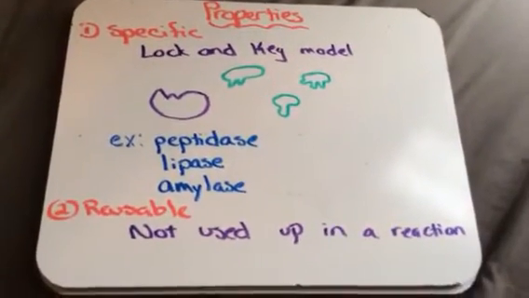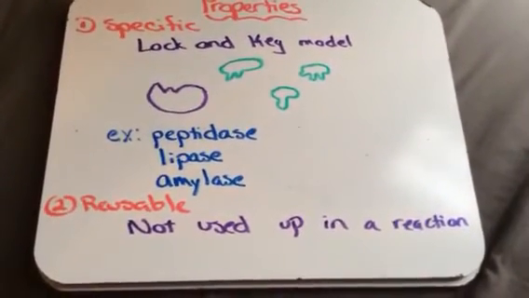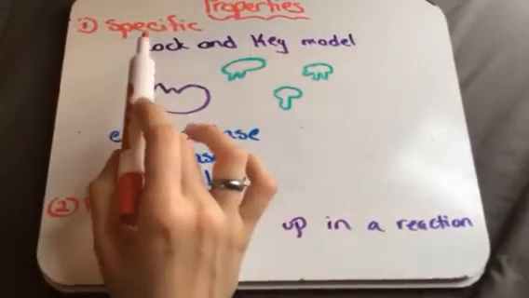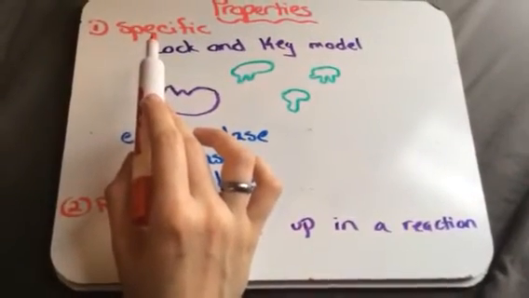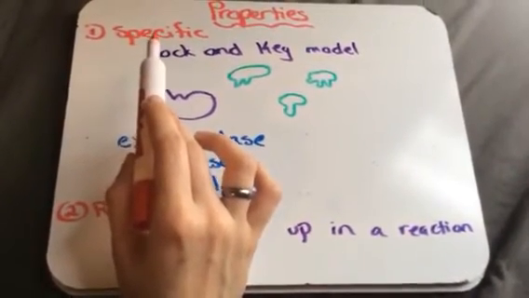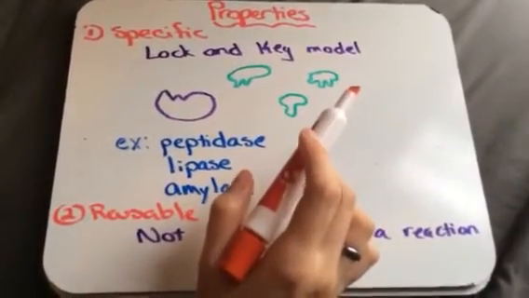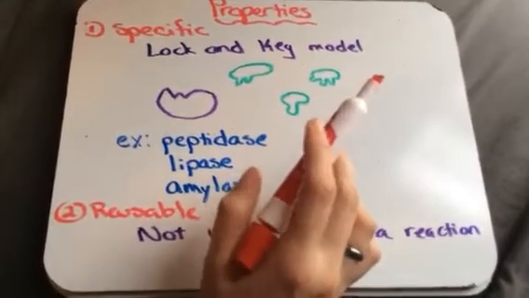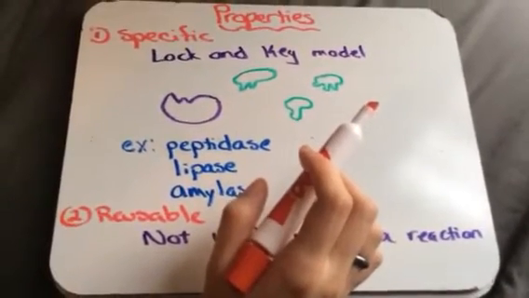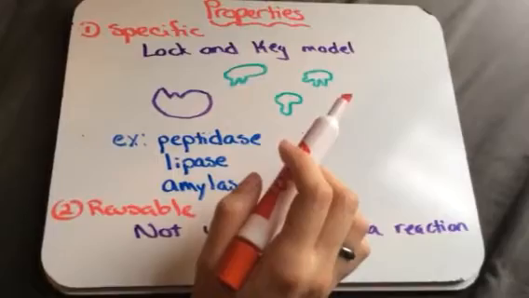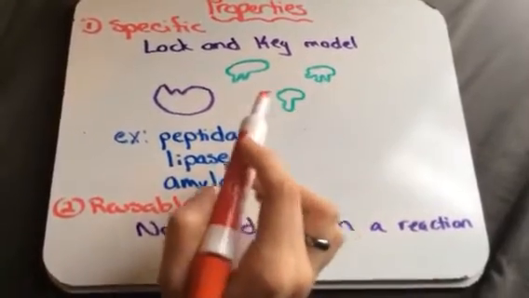Now, there are several properties of enzymes that you need to know. The first is that they are specific, okay? And the thing that is used to relay how specific they are is the lock and key model. The idea that if you have a lock, only one type of key will fit in there. And no, there's no such thing as a master key in this case.